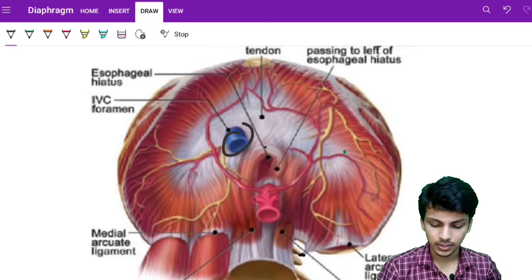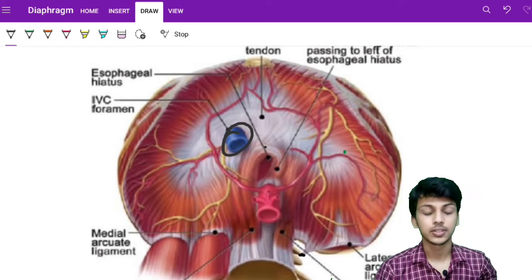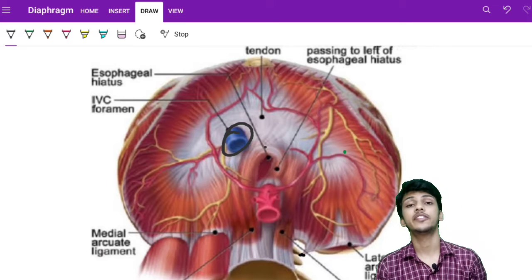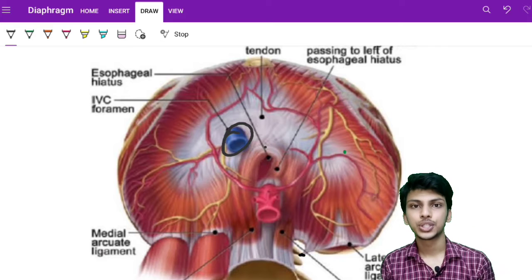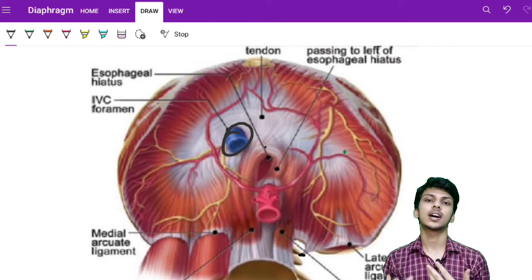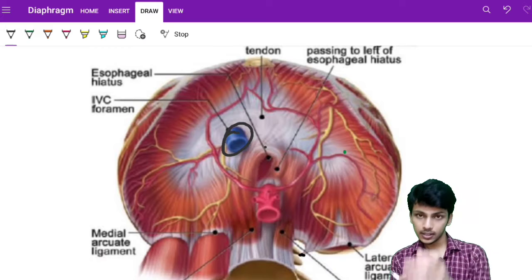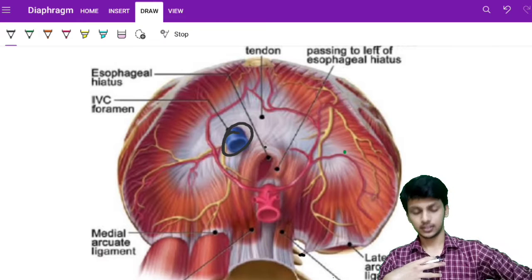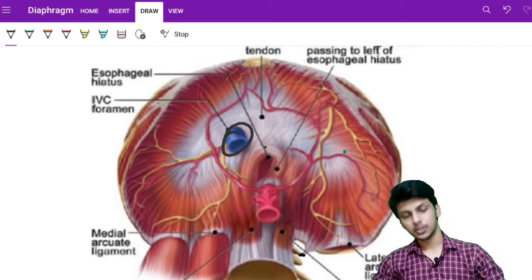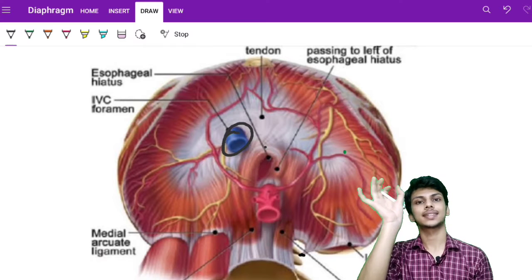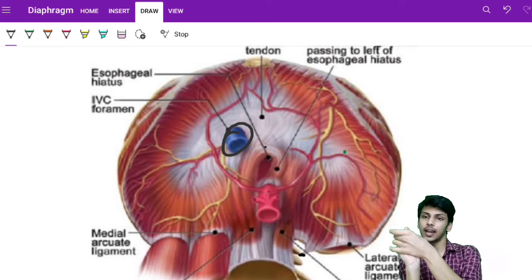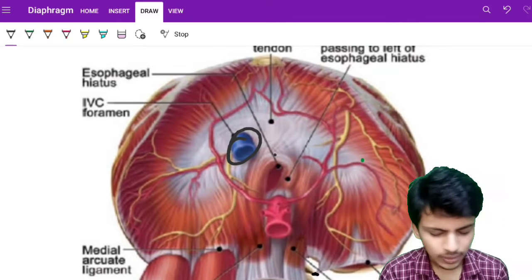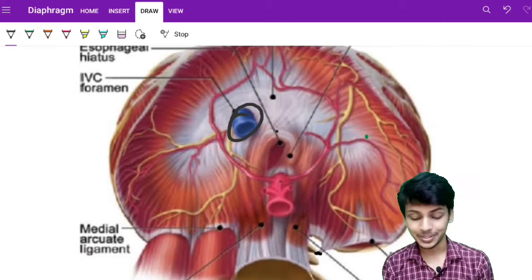See, it has an opening for the inferior vena cava. The inferior vena cava is a major blood vessel which carries blood towards the heart from the lower body, and the heart is in the thorax. The lower body includes the abdomen, so the blood has to come from the abdomen to the thorax, right? But the diaphragm won't allow that, so it has an opening for it. That opening is in the central tendon. It also has an interesting clinical feature. We'll be discussing that soon.